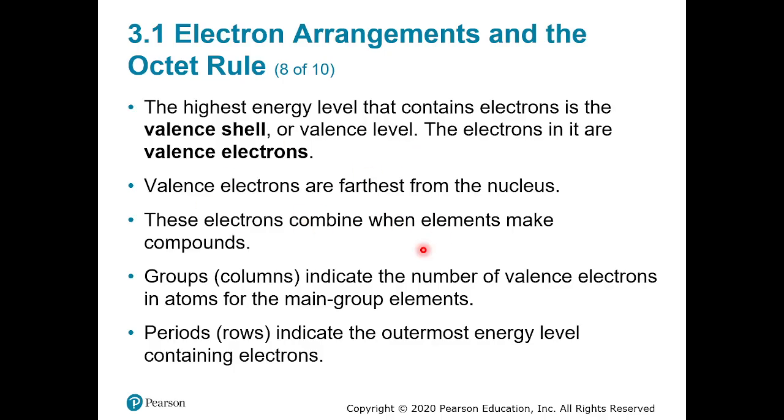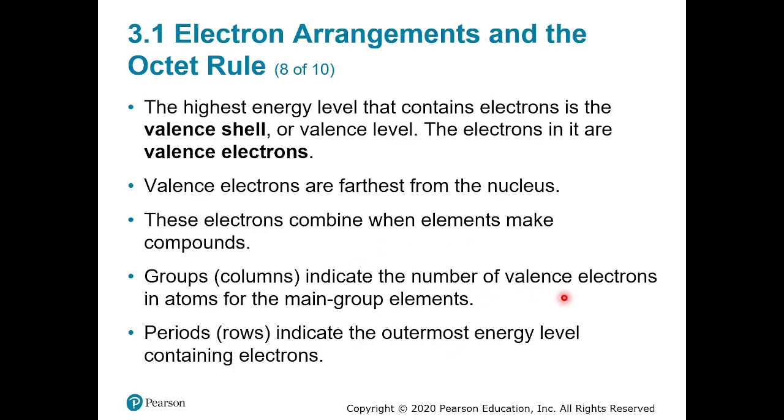Okay? So these electrons will combine when elements make compounds, because they're the ones on the outside that are going to get moved around. They're going to get stolen, they're going to be added to, they're going to be shared. The groups and columns indicate the number of valence electrons in atoms, at least for the main group elements. That's that 1, 2, 3, 4, 5, 6, 7, 8 with an A behind it. It makes it faster for you to do this, and that's why they have that numbering system.